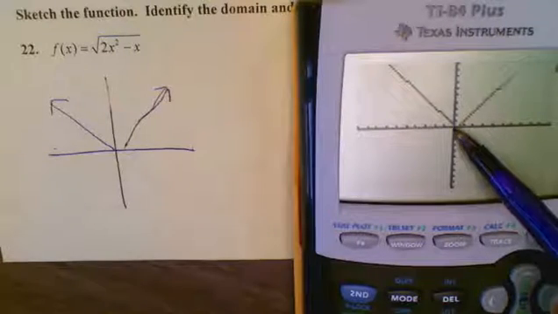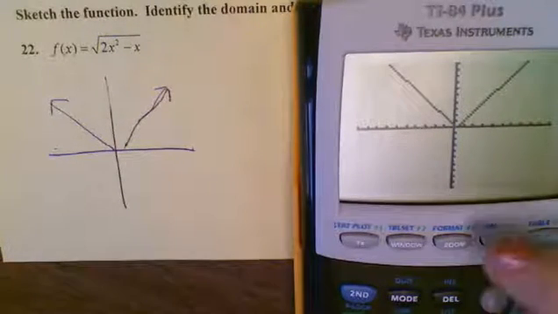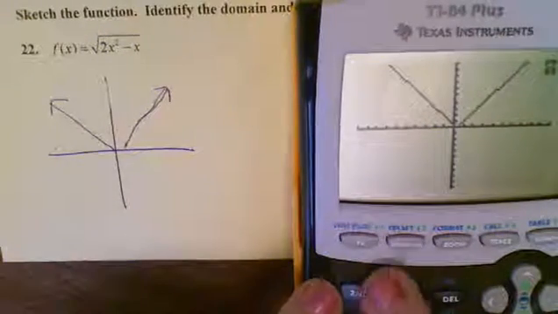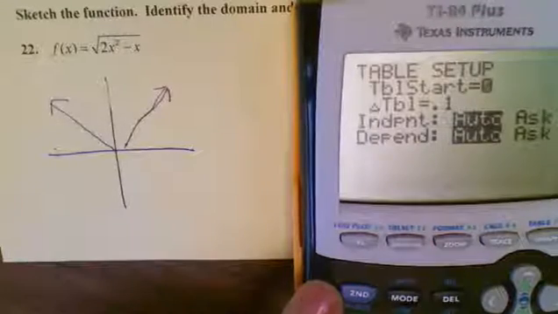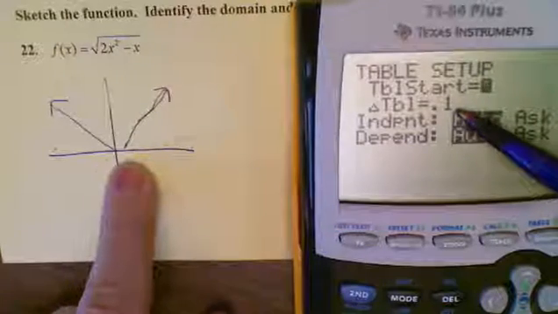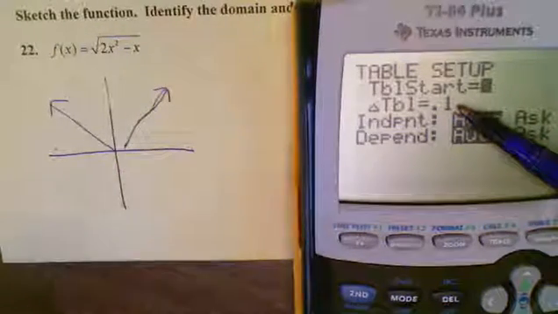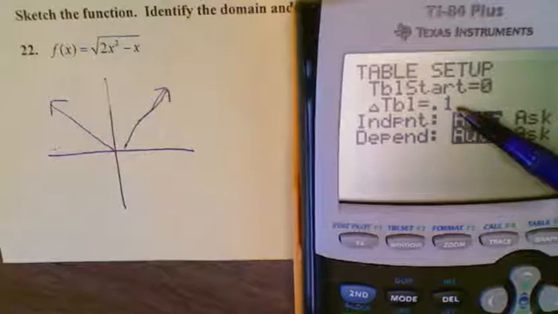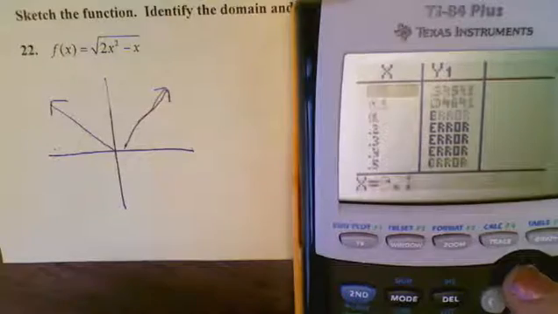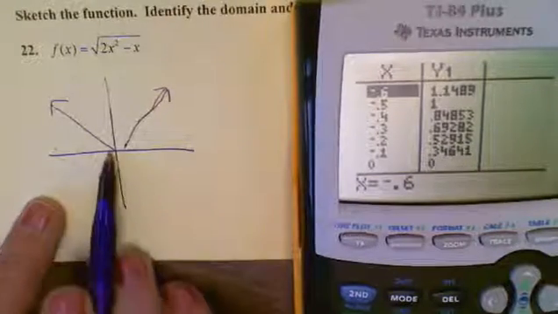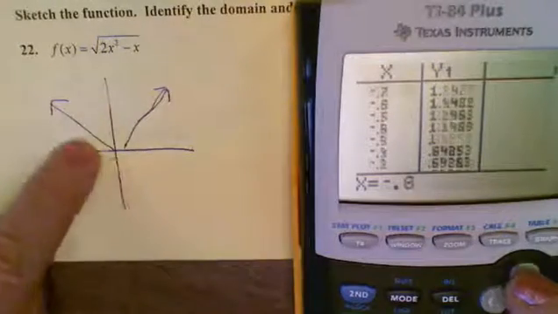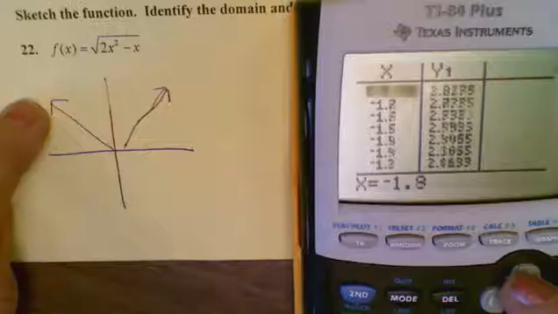So I see that there's something going on here. If I want to see specifically, the best place to do that is your table. So first of all, go second window, second table set. Make sure you probably start at 0 because that's the place I want to know what's going on. And make your delta table like 0.1. That way it'll check 0, 0.1, 0.2, 0.3, and I can see what's happening. So now if I go to table, I notice that everything where it's negative, which makes sense, is graphed, and it's getting bigger and bigger as I go -0.6, -1.7, -2.